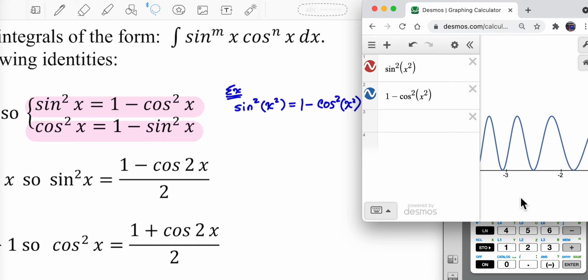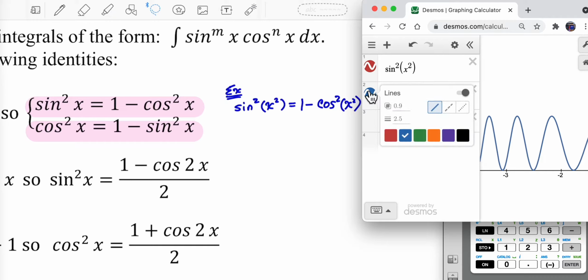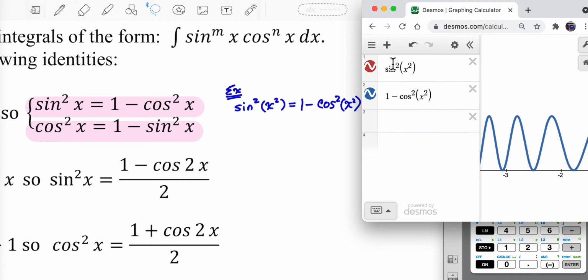No, they're not. So if that's an issue for you, what you can do is change the thickness. If you long press on the icon, the graph icon on the left, it's defaulted to 2.5. Make it something thicker, like 5, so that it becomes clear that it's overlaying on top of the other graph.